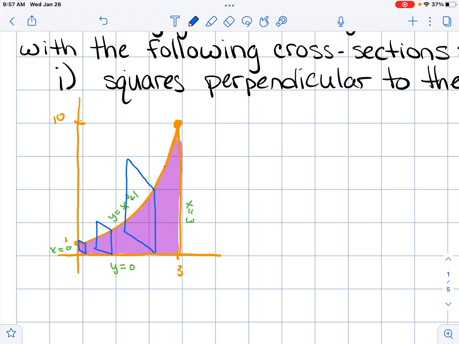So imagine that there are an infinite number of these squares, all stacked, coming straight out of the page at you, and these squares are perpendicular to the x-axis.